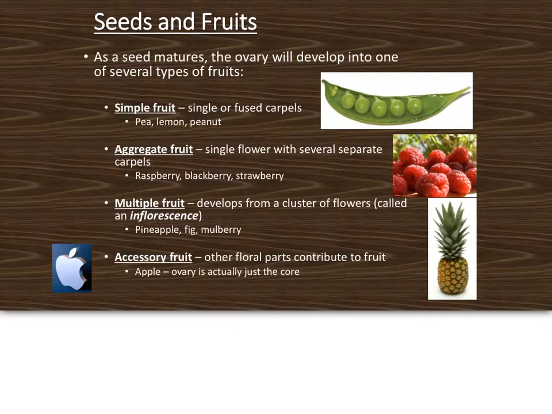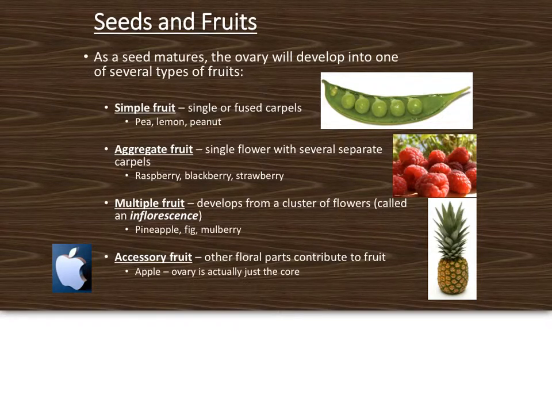So there's several different types of fruit, though. A simple fruit is where a carpel develops into the fruit. So the one female part becomes your fruit. If you look at a pea pod, right, each pea is actually a simple fruit.